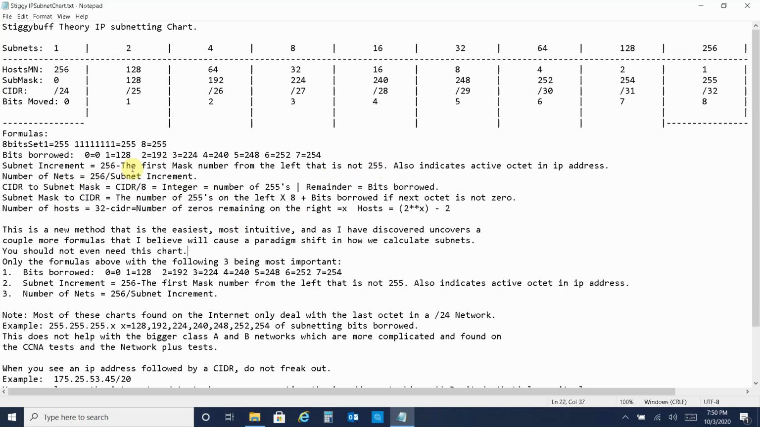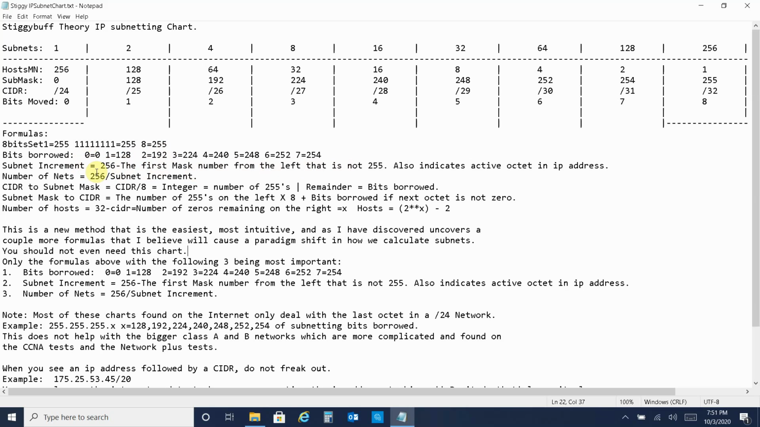Anyway, the subnet increment is what they used to call the magic number. The magic number is only called the magic number if it's a Class C network, because the magic number equals the amount of hosts. It does not do that with Class A and B networks and so forth. So it's an increment, okay? It's what you're going to use to separate your networks from each other as you subnet.